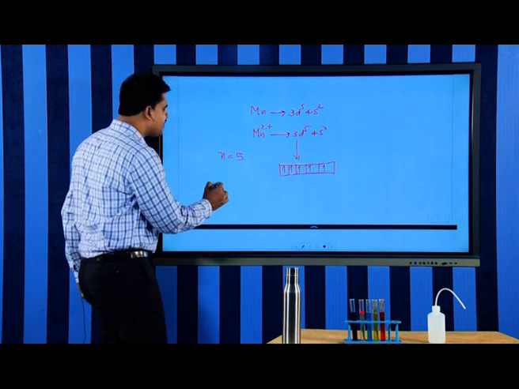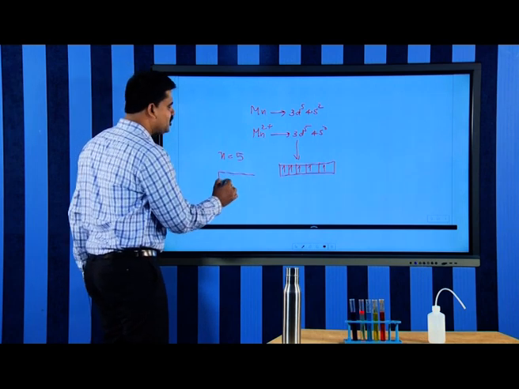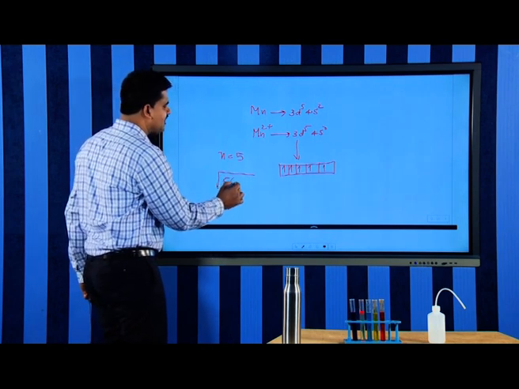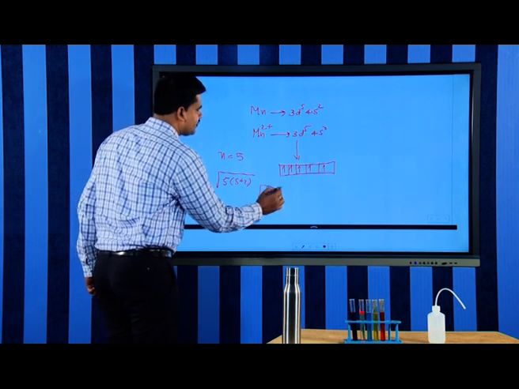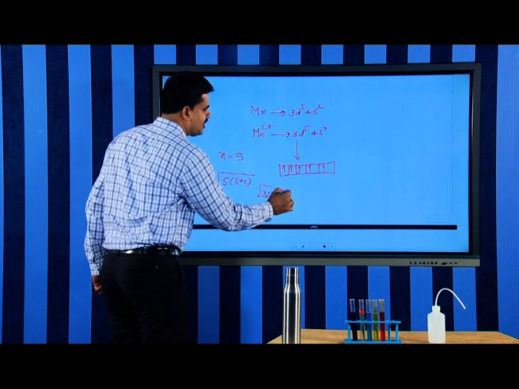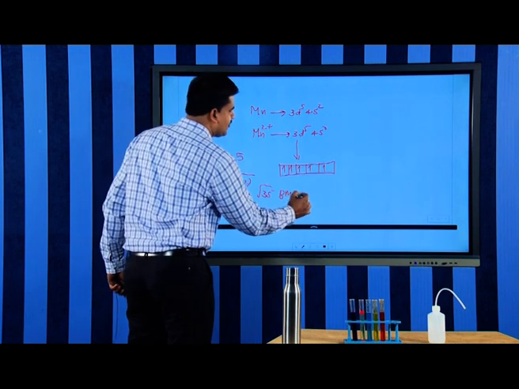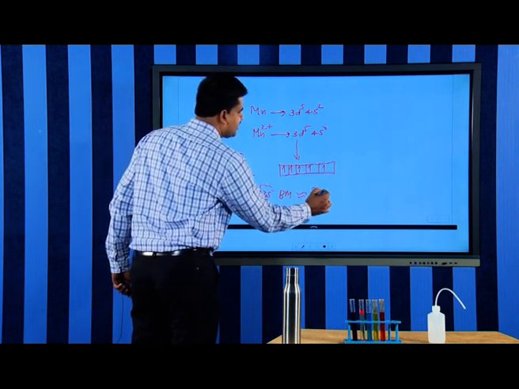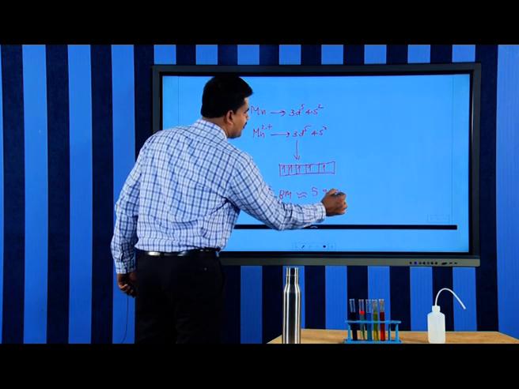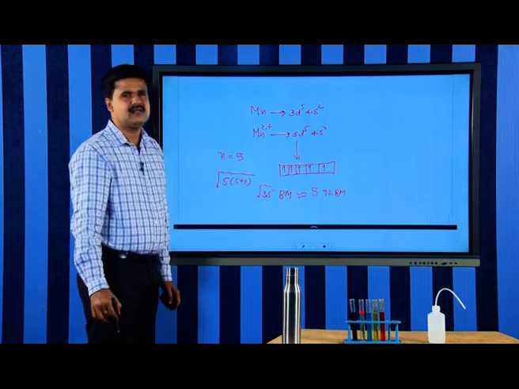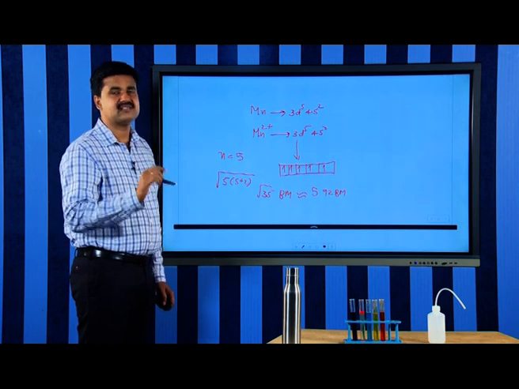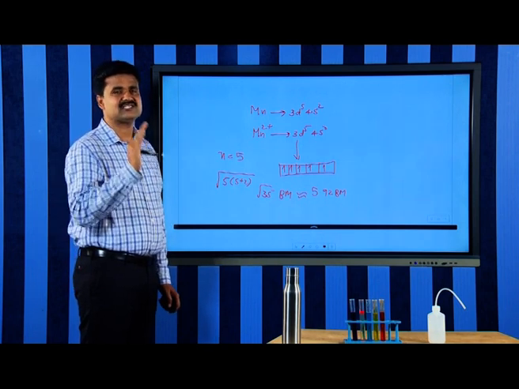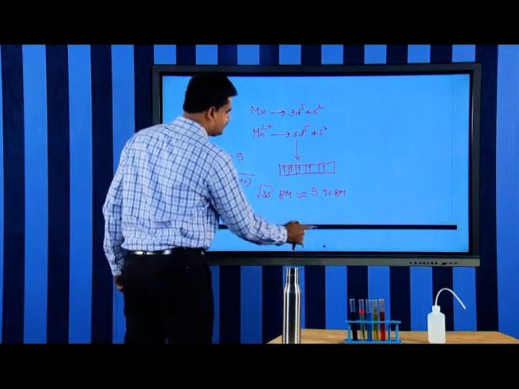Thus, the spin only magnetic moment is √(n(n+2)), that is √(5×(5+2)), that is √35 Bohr magneton. This is about 5.92 Bohr magneton. That is, manganese 2+ is the divalent cation from the 3d series with the highest value of spin only magnetic moment.